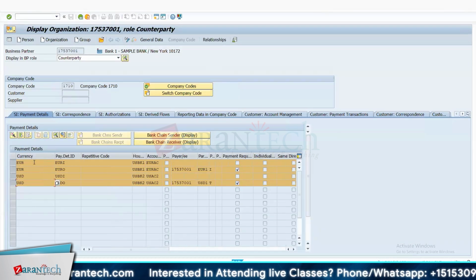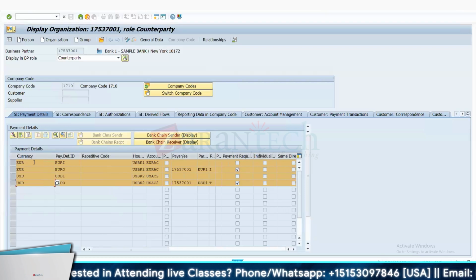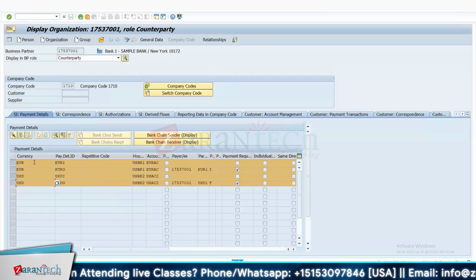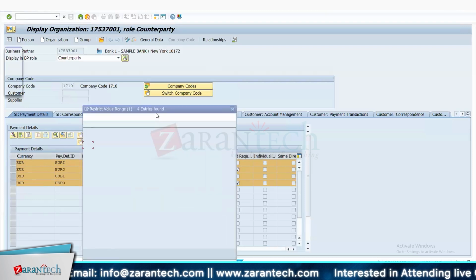For example, when I'm going to create the loan or the investment, whatever kind of deal I'm going to create with this bank, in which currency I'm going to have the deal done. Let's say there's a possibility that with this particular bank you have more euro loans or euro investments, or dollar loans. In such cases you should maintain the relevant currency in the business partner, and you should give a relevant payment ID.